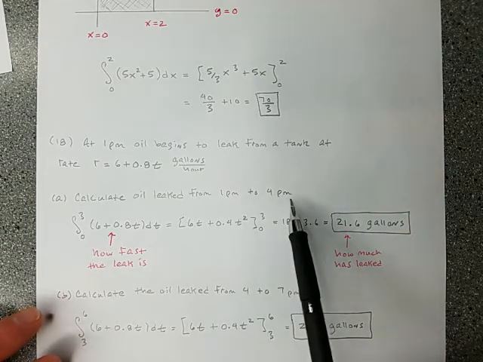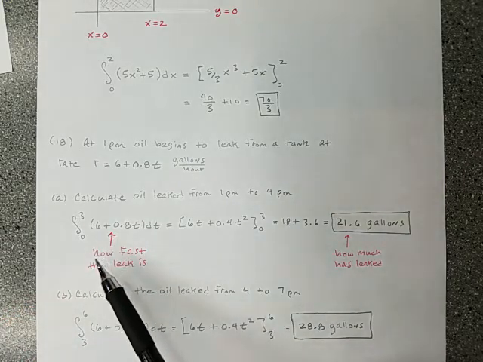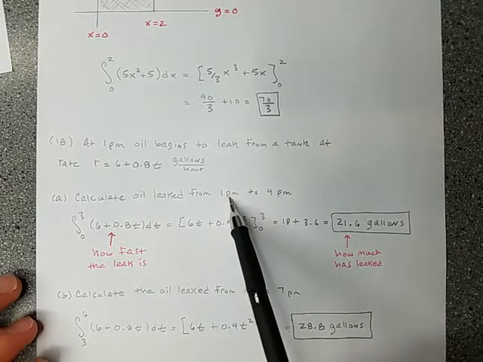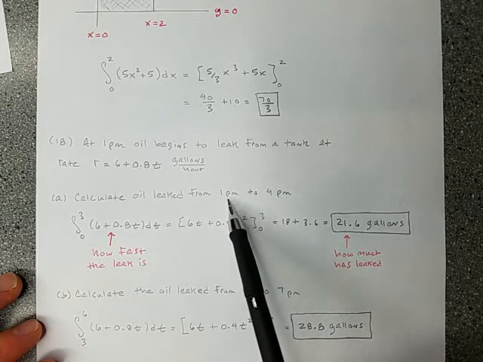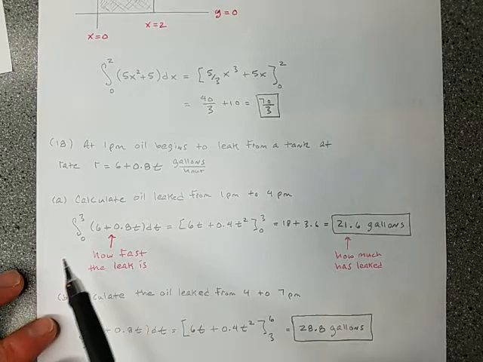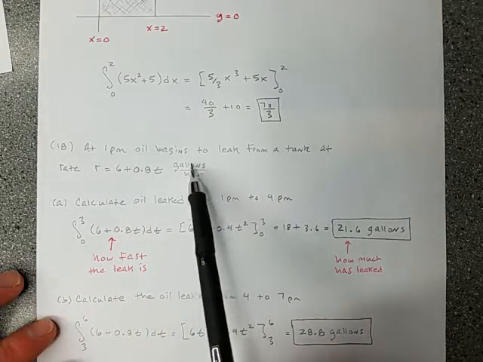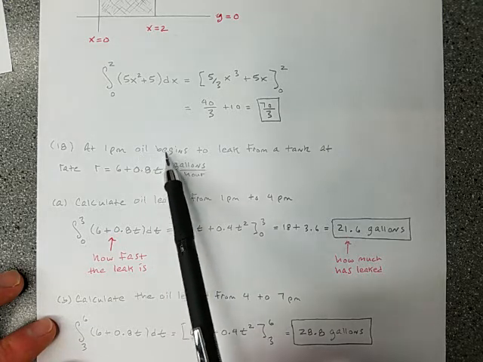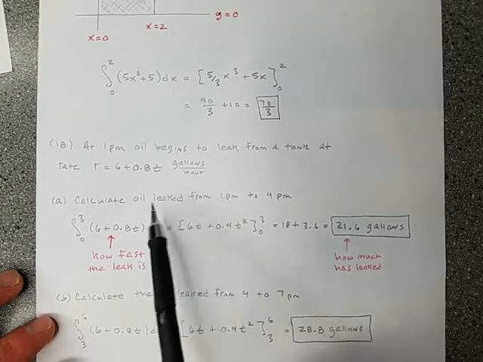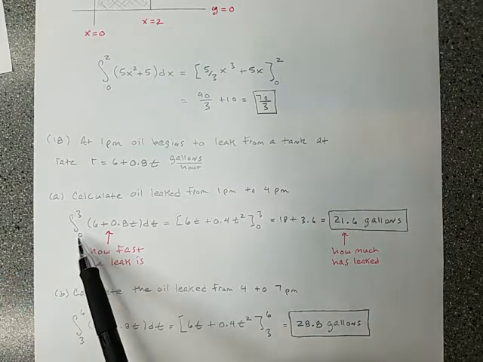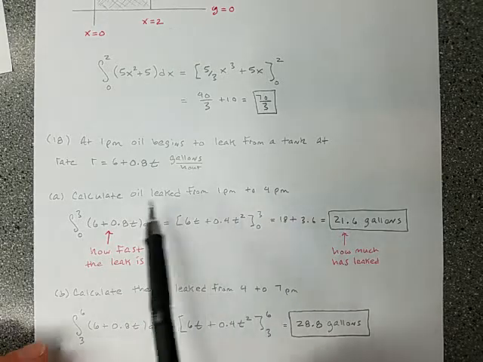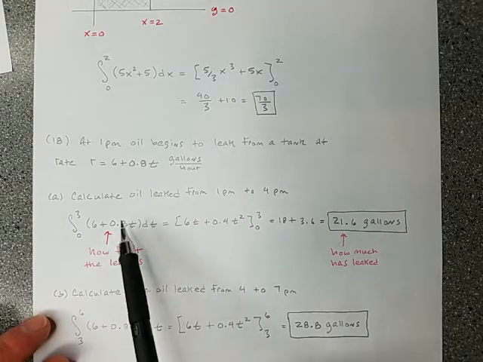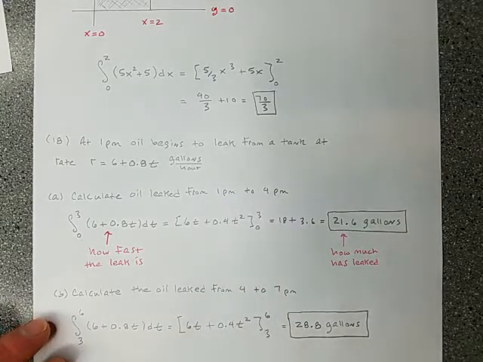Now, 1 p.m. and 4 p.m., those are times on the clock. Those are not necessarily the times you do math with. I mean, what if we were using military time? There's lots of ways to tell time. The significance of these numbers is that 1 p.m. is time t equals 0, when oil begins to leak. So if I put a 0 for t, at that moment when it begins to leak, it's leaking at 6 gallons per hour. So 1 p.m. corresponds to t being 0, and 4 p.m. is 3 hours later, so t is 3. So, okay, this integral will calculate the amount of oil leaked during that period of time.